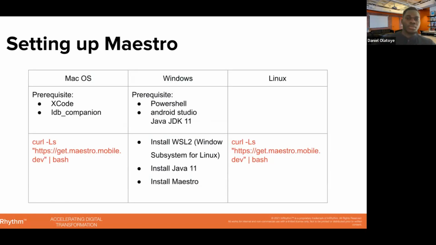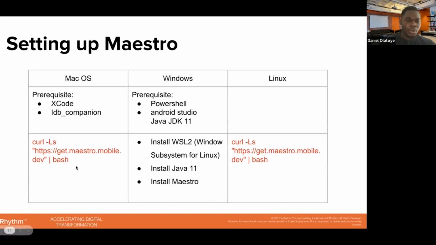Setting up Maestro on your different platforms works as simple as this. But the prerequisites for macOS, you need your Xcode and your IDB companion. So what is an IDB companion? It is a flexible command line interface for automating iOS simulators or devices. So these things can target your particular simulator or whatever device that is plugged in for testing, and you can easily test a flow in your application.